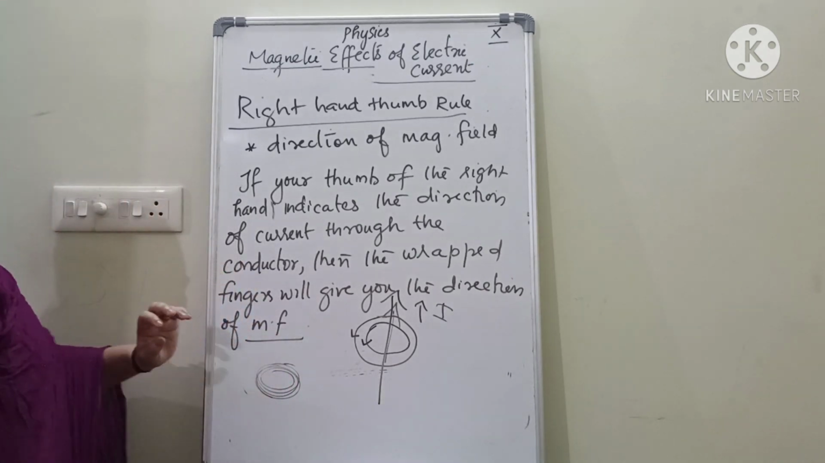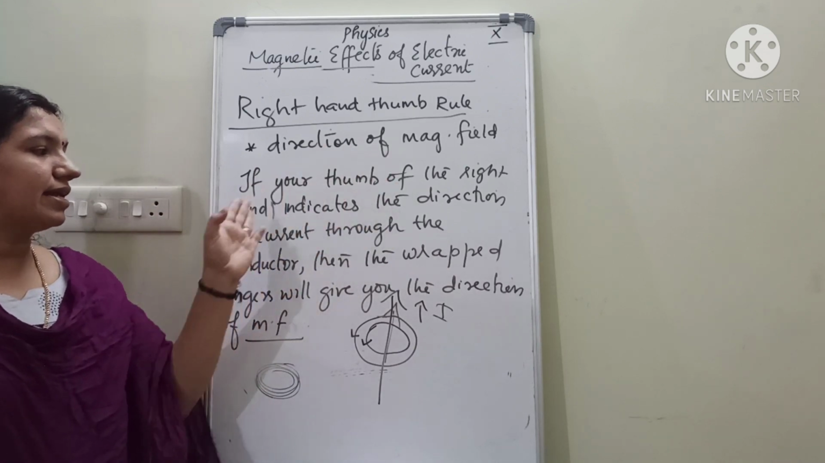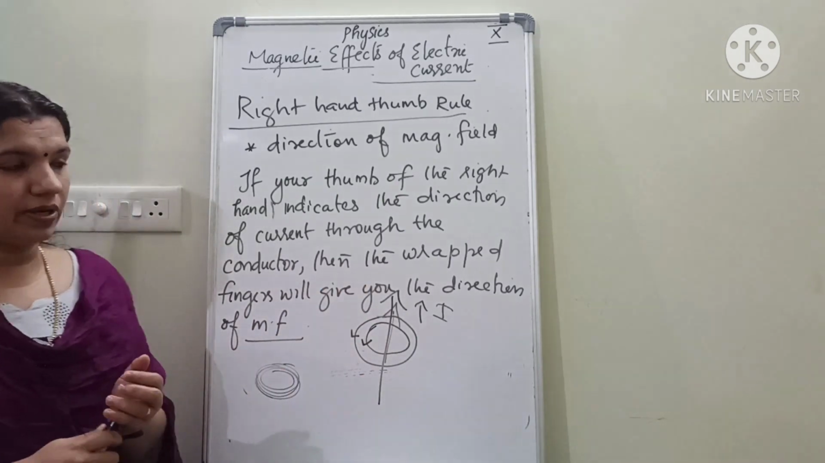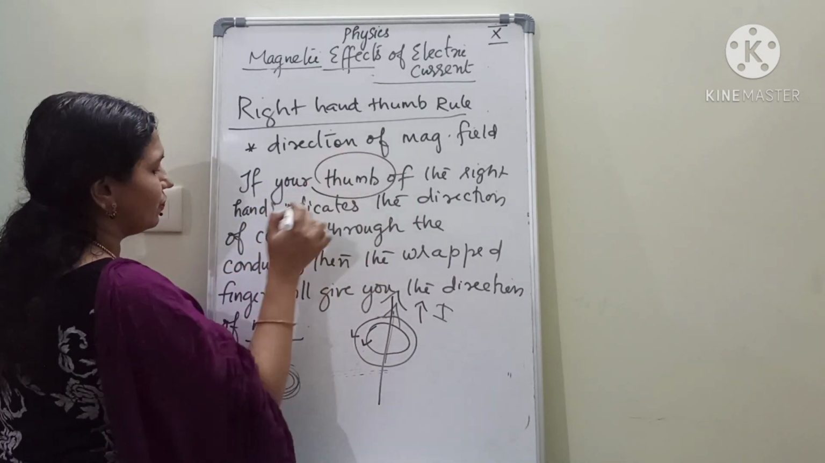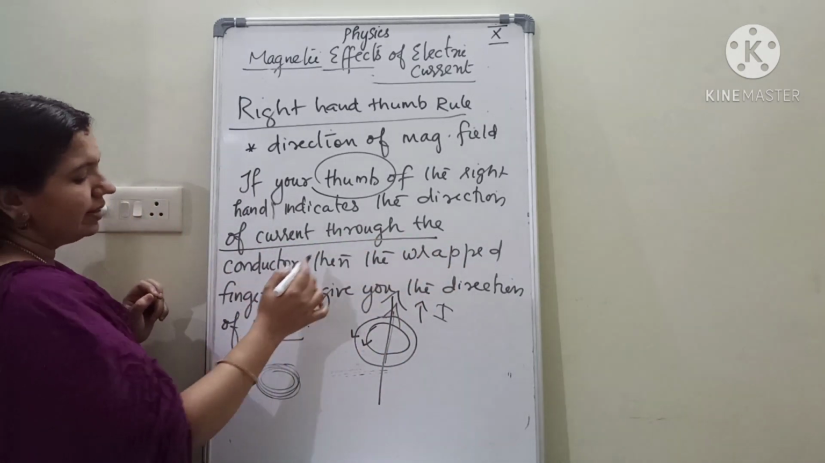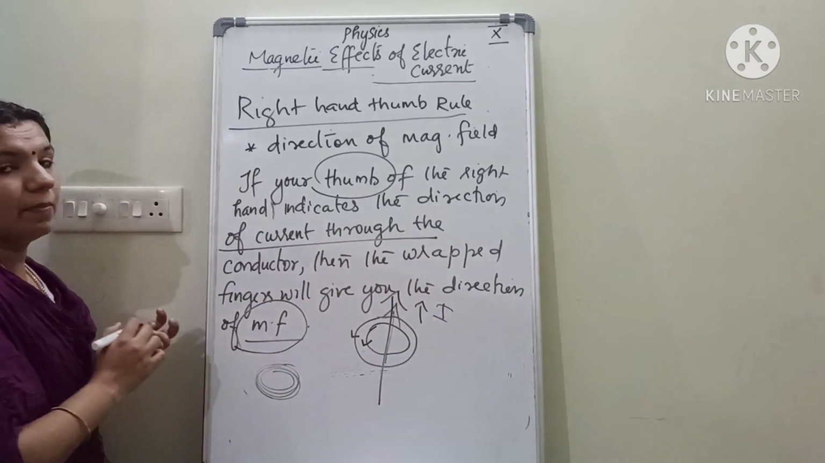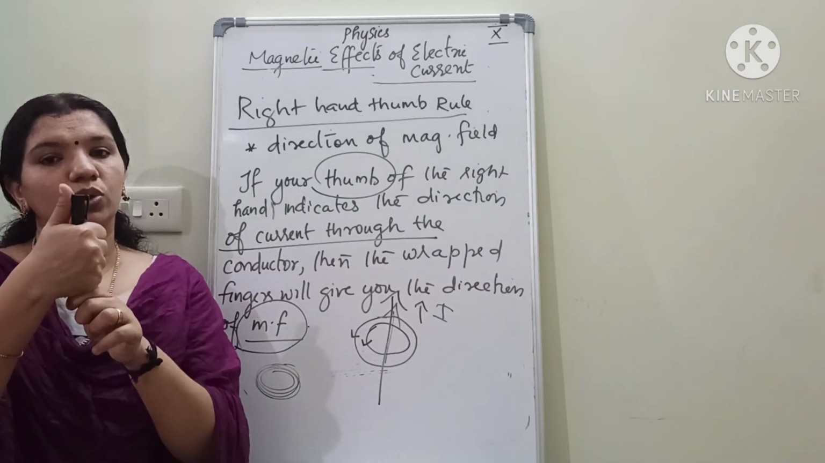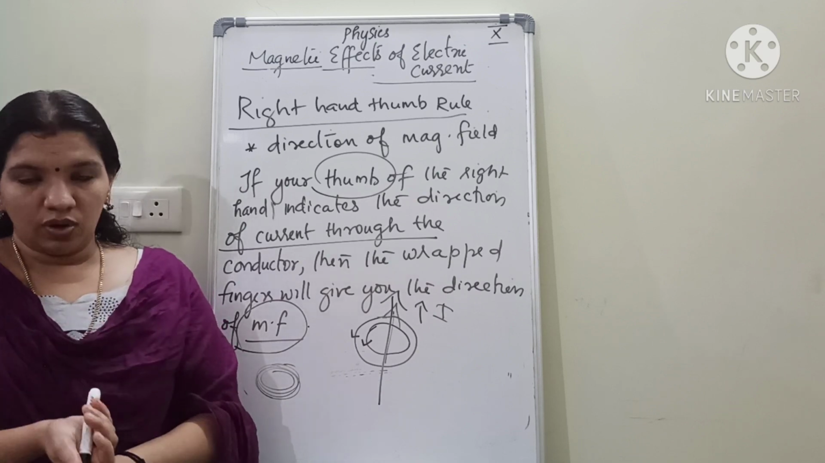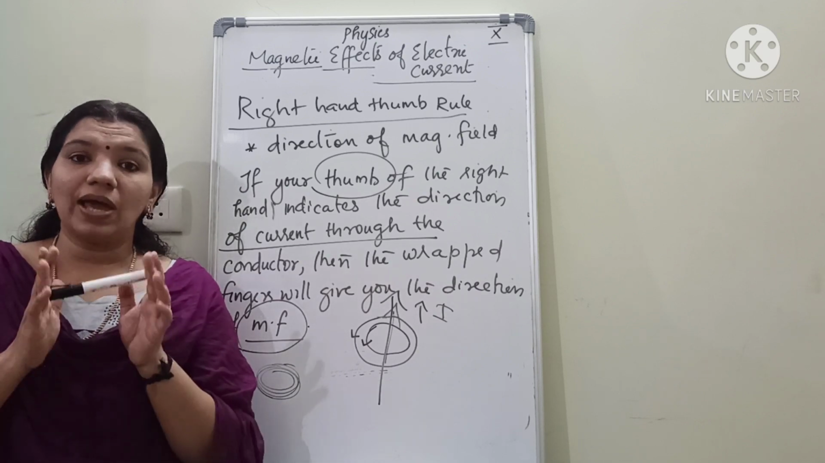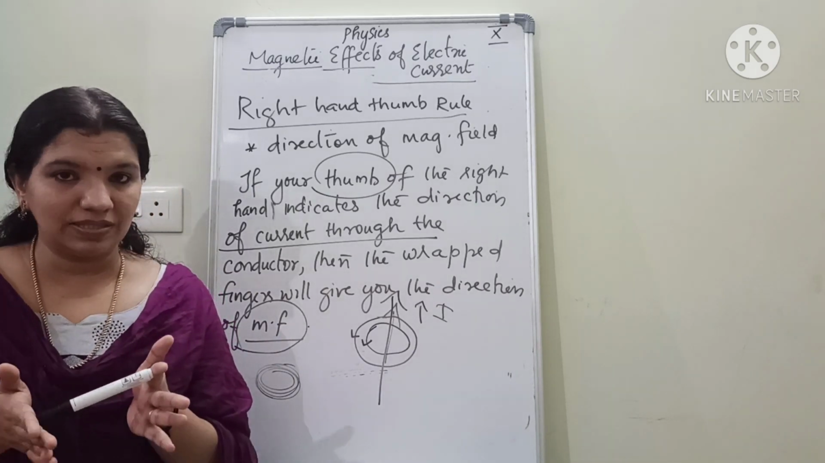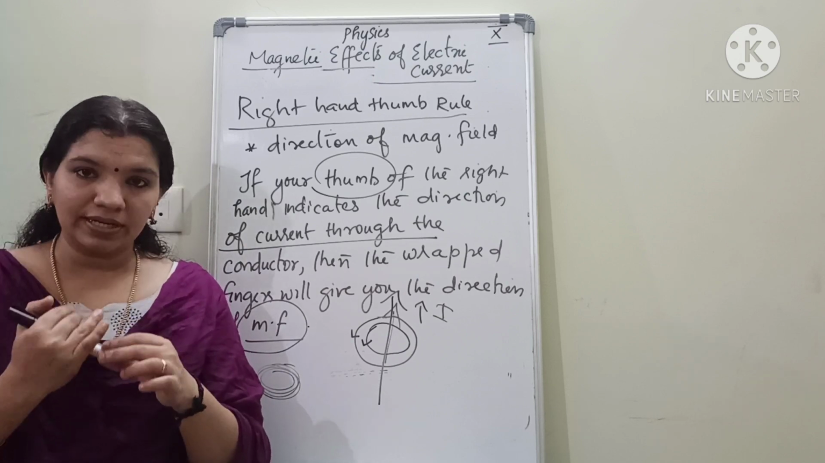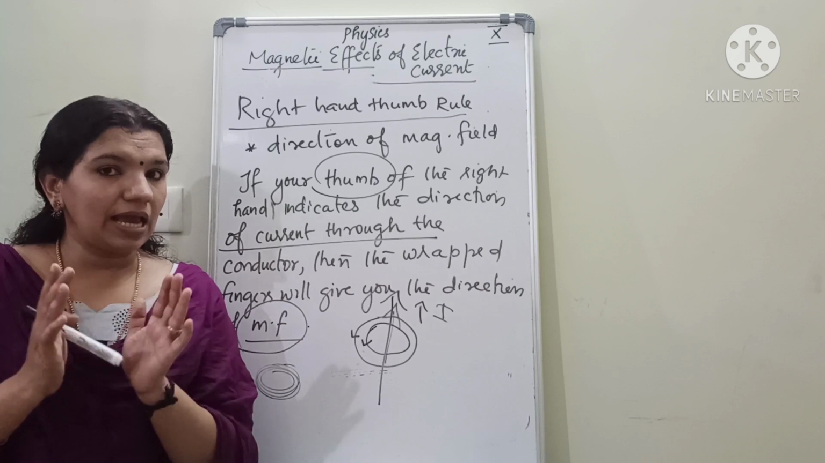So what is the statement? If the thumb of your right hand indicates the direction of current through the conductor, then the wrapped fingers will give you the direction of magnetic field. The thumb always indicates the direction of current. Then the wrapped fingers give the direction of magnetic field. This is the right hand thumb rule. You can use the right hand thumb in this way or this way, so according to the question you have to change yourself. The rule is the same, but according to the direction of current, the direction of magnetic field also will change. So be careful with that.